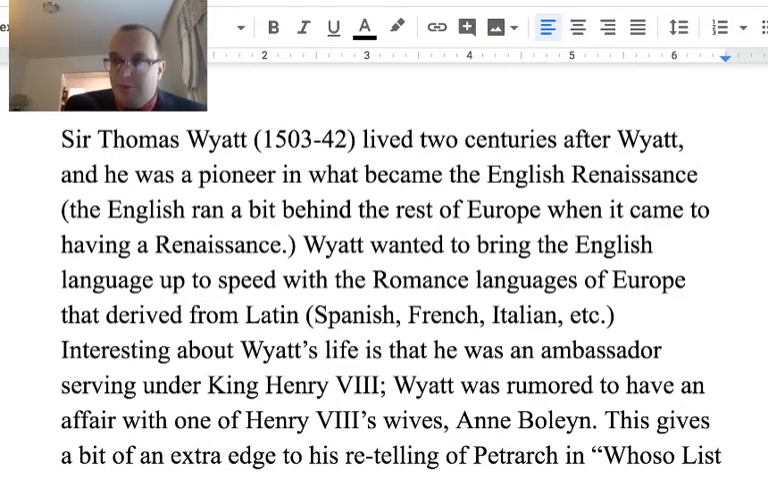But Wyatt was a pioneer in transforming the sonnet form of Petrarch into English, which, of course, later other poets would innovate further. But Wyatt tried to capture Petrarch's form into good English. And so he thought to himself, hey, we English, our culture isn't up to snuff with the other cultures that use Romance languages. So we're not up to snuff with the French, the Italians, the Spanish. So Wyatt then tried to bring a lot of that culture to England.